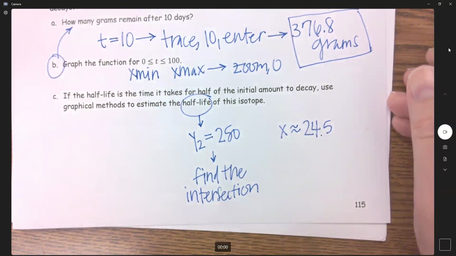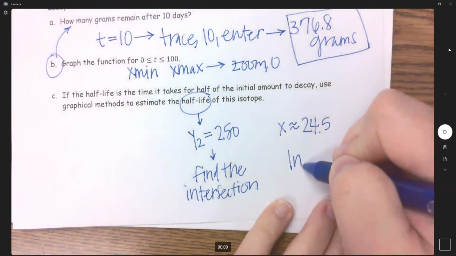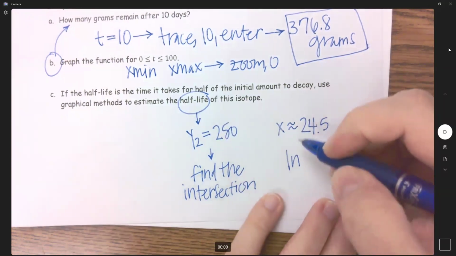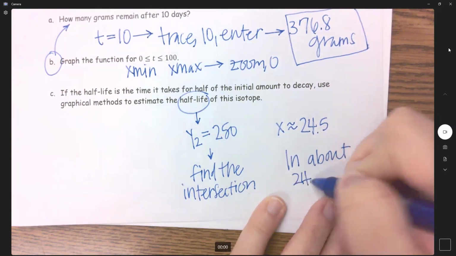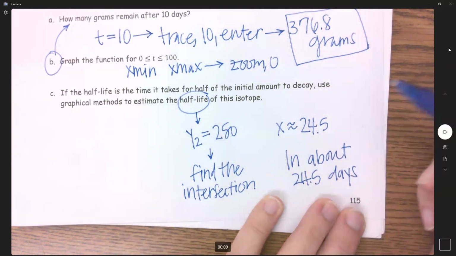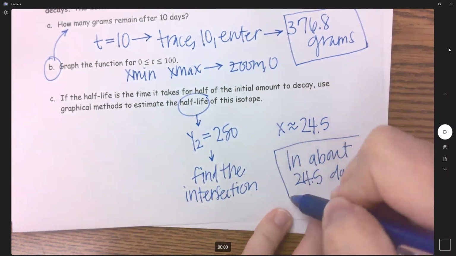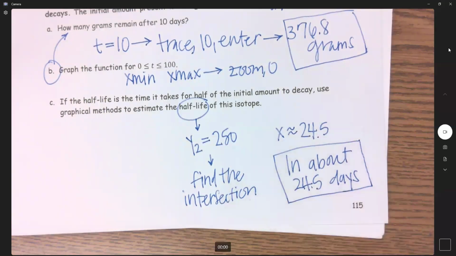So I haven't said this one time, which is very strange since this is our 5th application problem, that word problems need word answers, or at least units. So what are we talking about here? We have our half-life in about 24.5, and I think my T was supposed to be in days. So might be 24.5 years, but I think that's supposed to be days.